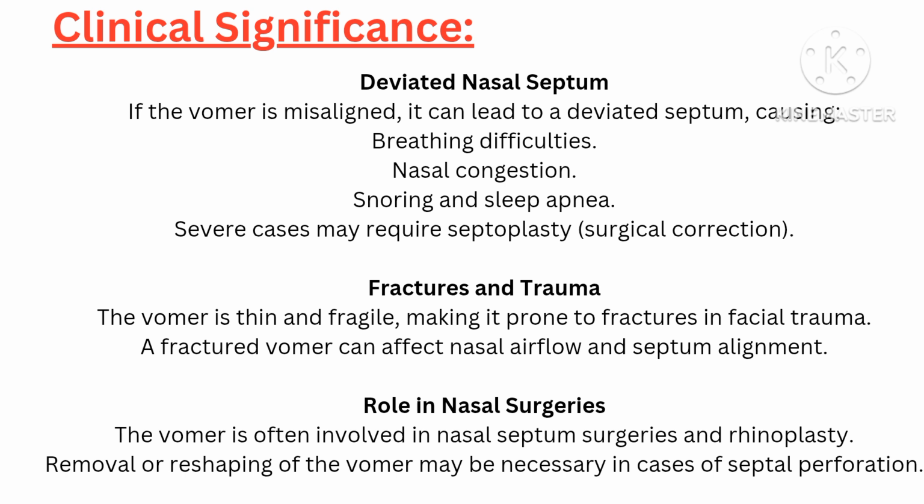Fractures and trauma. The vomer is thin and fragile, making it prone to fractures in facial trauma. A fractured vomer can affect nasal airflow and septum alignment. Role in nasal surgeries. The vomer is often involved in nasal septum surgeries and rhinoplasty. Removal or reshaping of the vomer may be necessary in cases of septal perforation. That's the end of vomer bone anatomy.